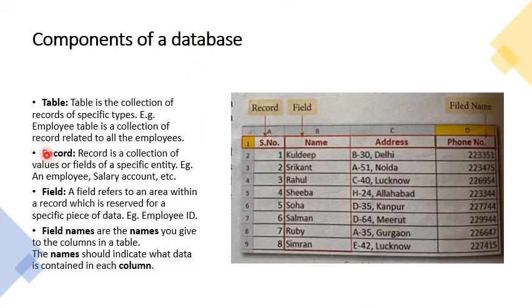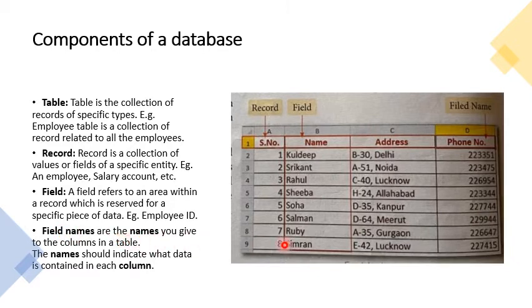In a database, rows are called records. For example, our first record is of Kuldeep, second record is of Shrikant, third record is of Rahul. These rows are called records, and these columns, serial number, name, address, phone number, are called columns or fields.